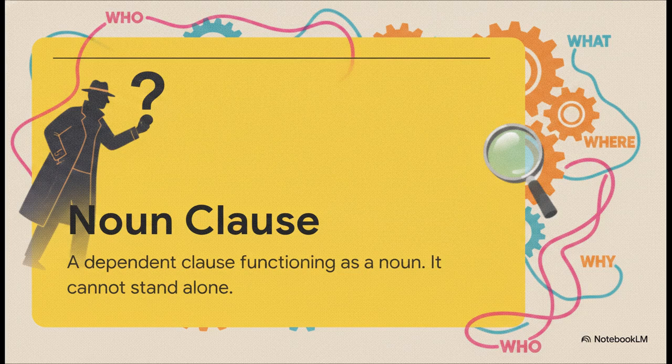You can think of a noun clause as kind of a master of disguise. Basically, it's a dependent clause functioning exactly like a regular everyday noun. And just like any standard clause, it contains its own mini subject and verb. But, and this is absolutely crucial, it cannot stand alone as a complete sentence. It totally needs the rest of the main sentence to make sense and do its job.